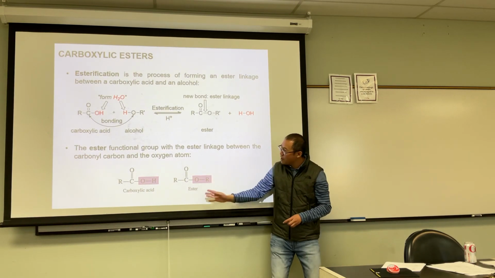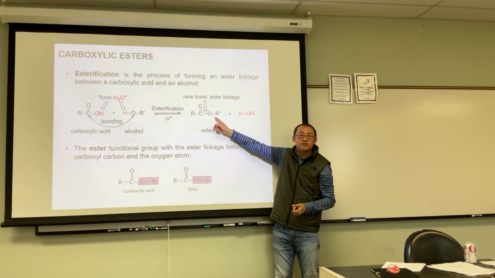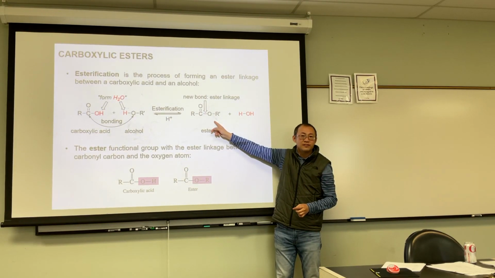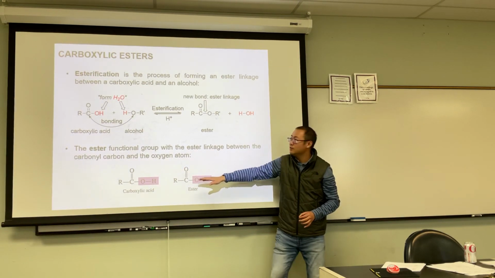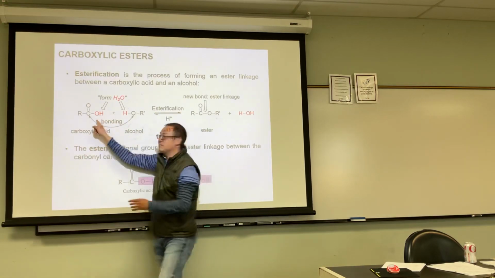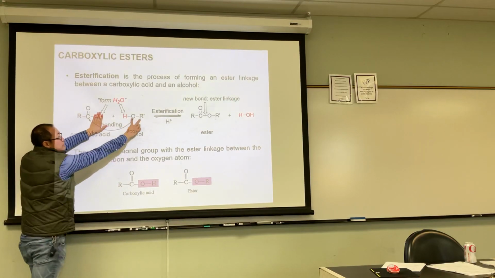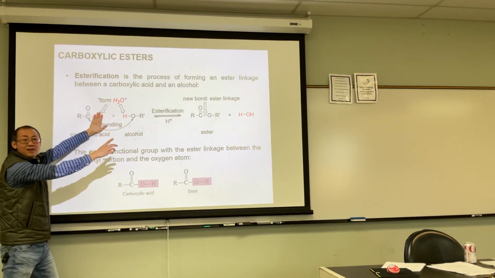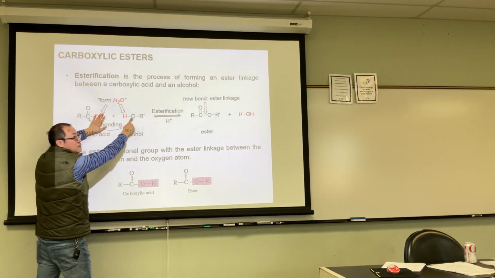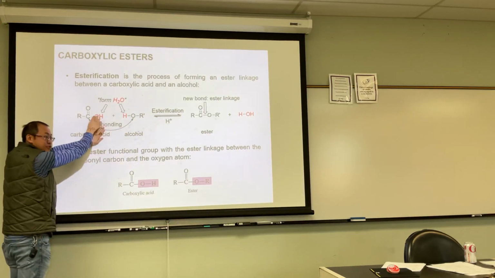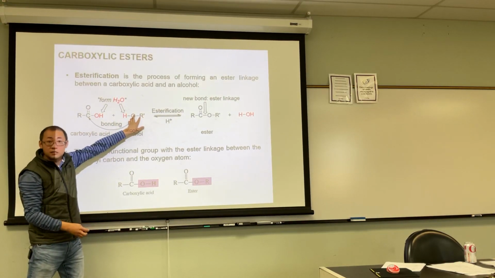You can also understand the structure of the ester as here. The OH of the acid, take a look, is actually replaced with what? With the OR. Do you see that? RCOOH becomes what? COOR. So the OH of the carboxylic acid is actually replaced with an OR from what?